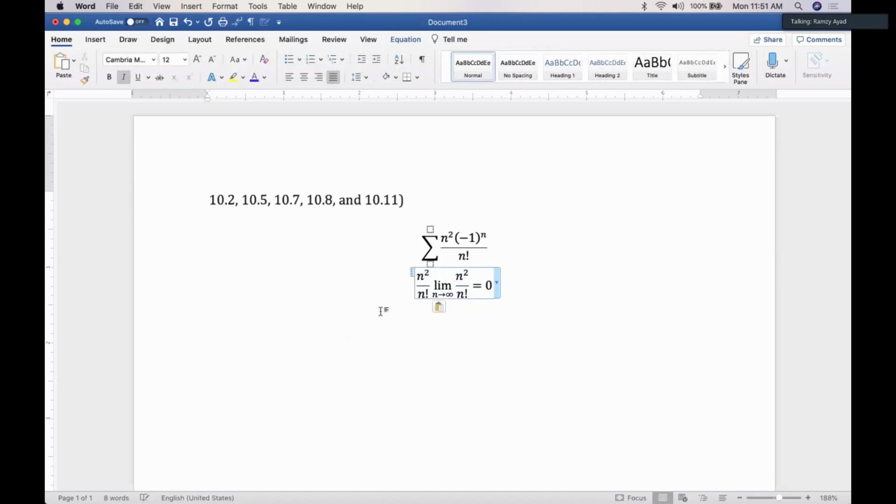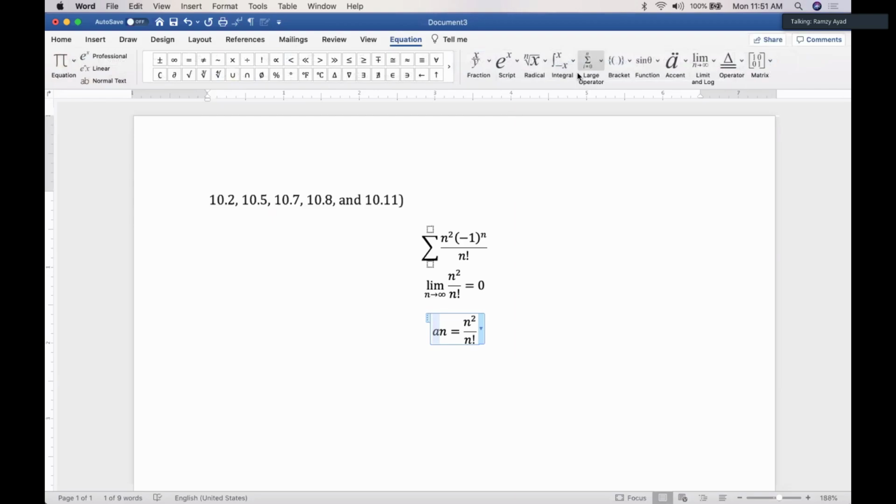This is what we call a sub n, right? Since it's a sub n, here it is. This is the term number n.